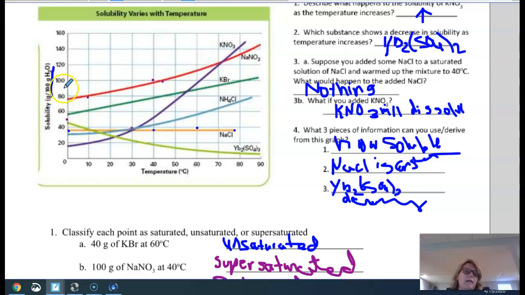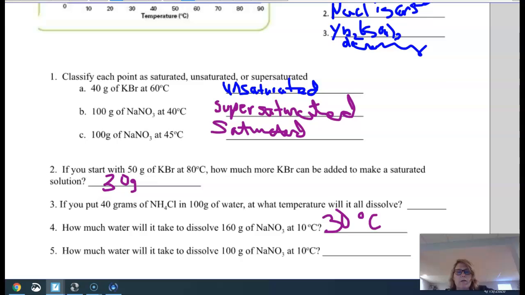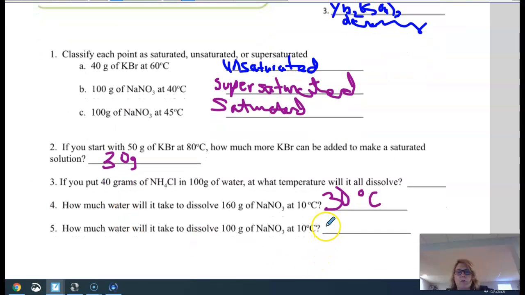So if it takes 100 grams of water to dissolve 80 grams, it's going to take 200 grams of water to dissolve. Oh, actually, nope, that's wrong. It will take, no, that is right. It will take 200 grams of water. It will take about twice as much, roughly.